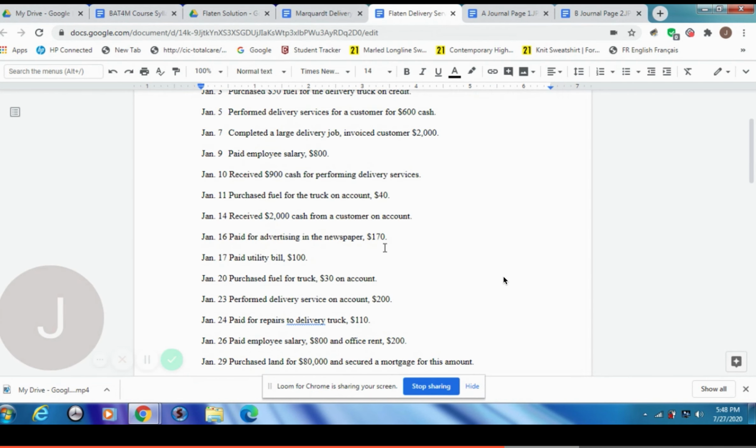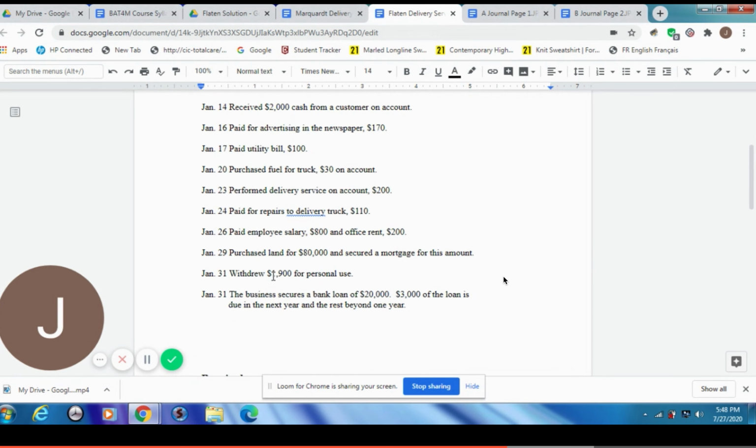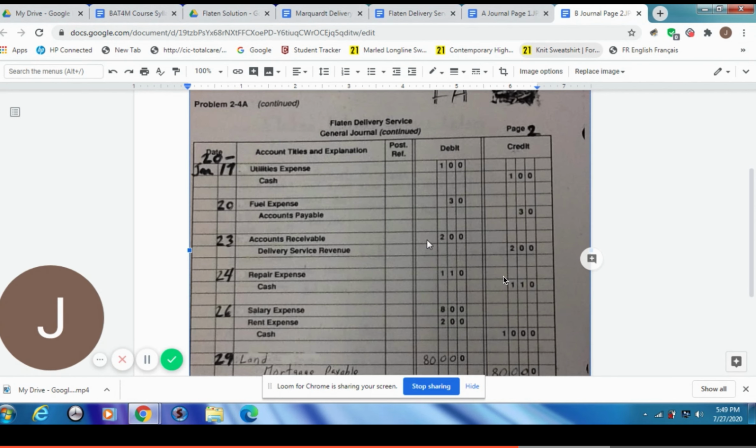Okay, so we go back and look at the transaction sheet, and on January 23, the next one says performed delivery services on account. So once again, we're making a sale. This time it's a credit sale. Okay, so let's go to our journal, and on the 23rd, we'll debit accounts receivable $200, and we'll credit delivery service revenue $200 as well. Okay, leave a blank space, and we go back to our transactions.